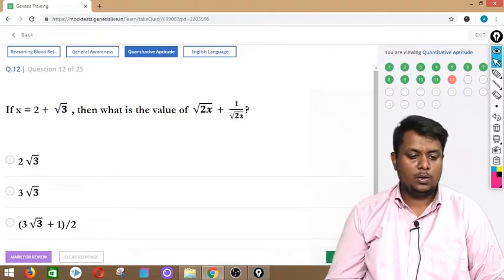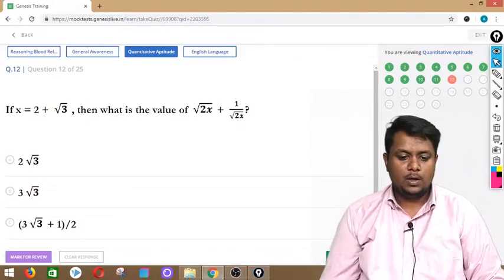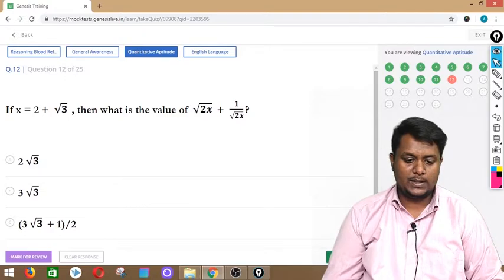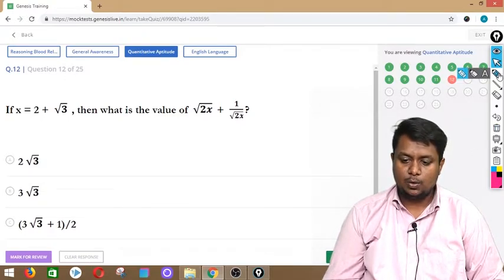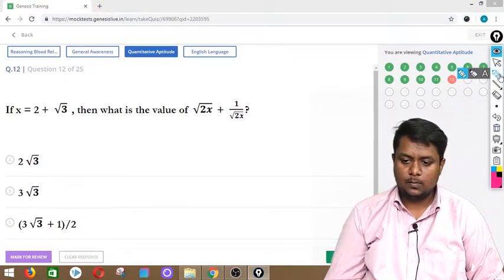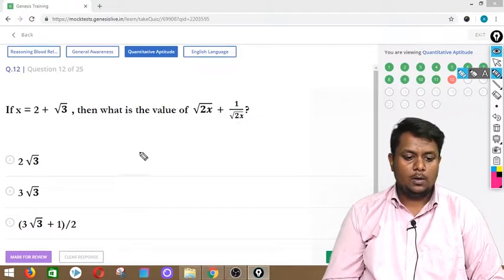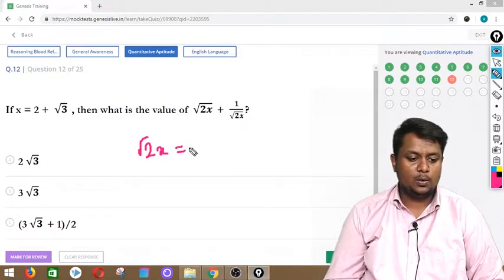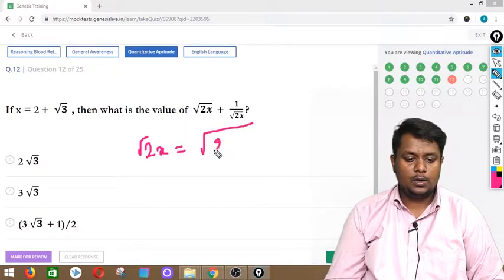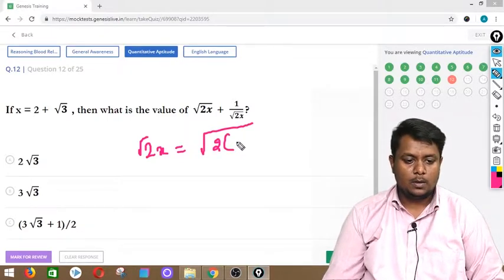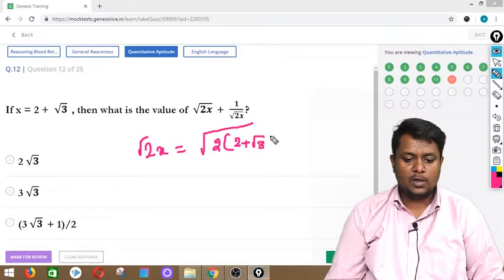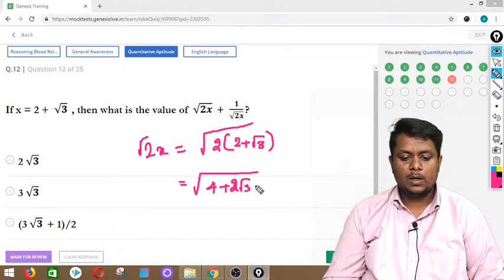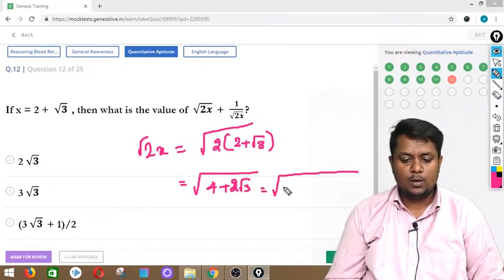x is equal to 2 plus root 3, then what is the value of root 2x plus 1 by root 2x? Now let us see what is root 2x. Root 2x is equal to root of 2 into (2 plus root 3), which is root of 4 plus 2 root 3, which can be expanded as root of 3 plus 1 plus 2 root 3.